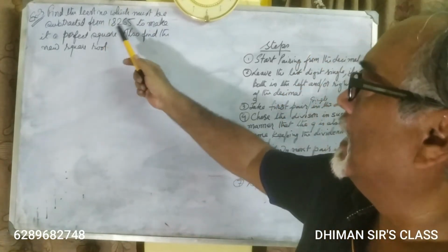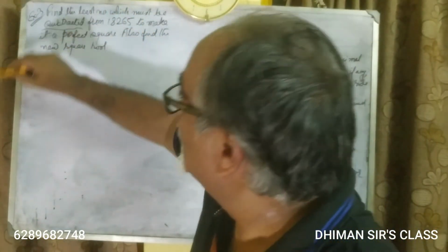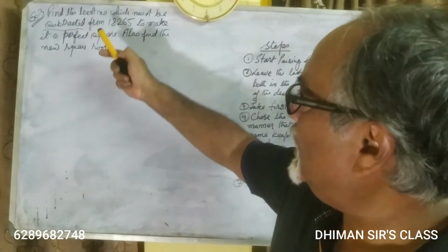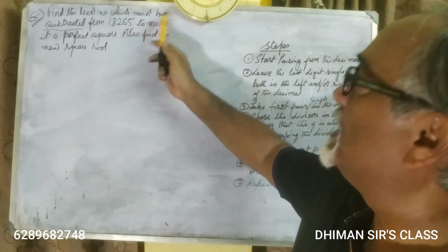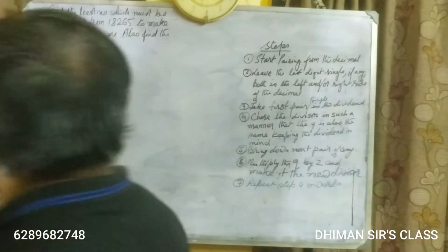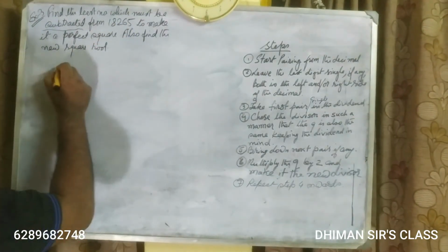So it is told that it is to be subtracted. This word tells us that we will follow the division method. So from 18265 to make it a perfect square. Okay, so let us first find out the square root of 18265.